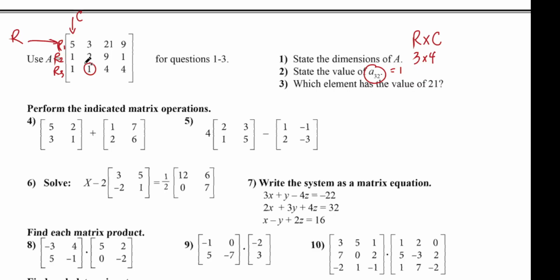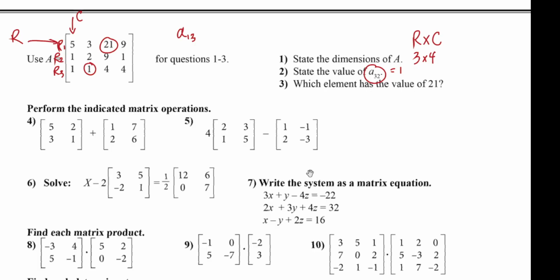Everybody got that? Yeah. It says what element has the value of 21? So here's the 21. So it's basically asking you this. All right, what row, what column? So we'll put a little A right there. So what row is that in? 1st row. And then what column? 3rd column. So you put A, 1, 3. It's not really a 13. Okay, it just means row, column. We good with that?